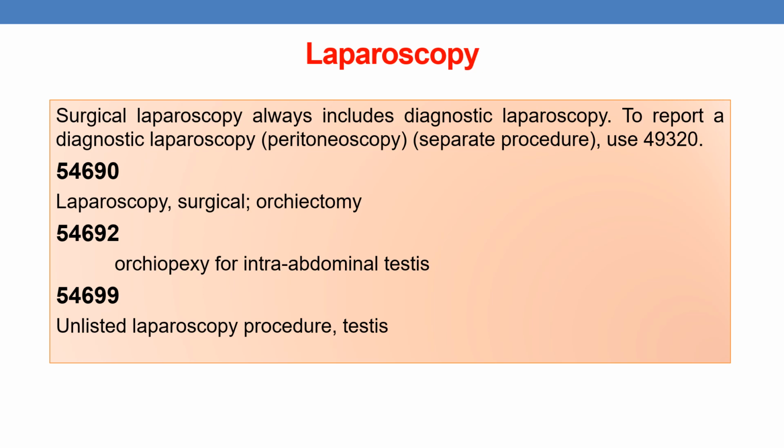Now coming to laparoscopy. Whenever we discuss laparoscopy, surgical laparoscopy always includes diagnostic laparoscopy. In order to report diagnostic laparoscopy, separate procedure, you need to use 49320. So here the first CPT is 54690, laparoscopy, surgical orchiectomy. The next is 54692, laparoscopy, orchiopexy for intra-abdominal testis. The next is 54699, unlisted laparoscopy procedure, testis.